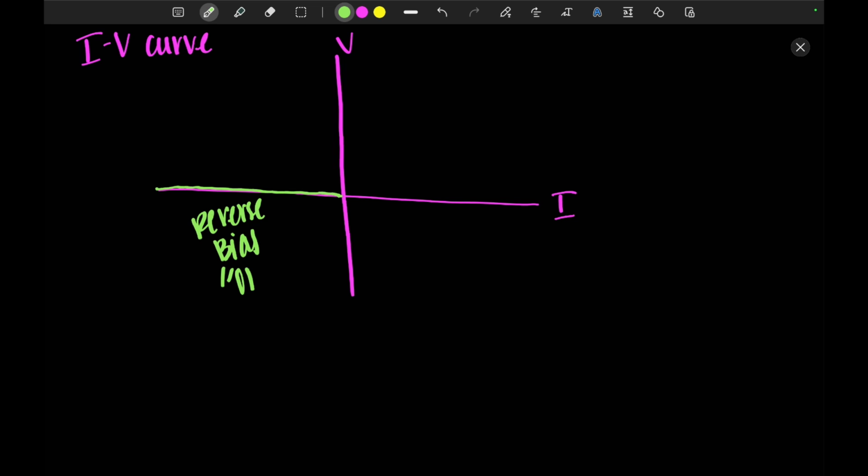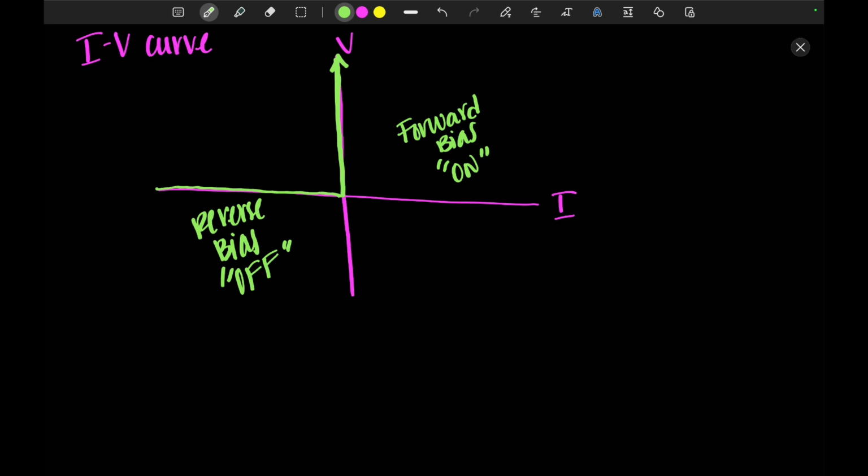And so that's off. I'll just put off for us to understand that better. And then whenever the voltage is positive, it lets the current through. So the current just goes completely through right there. So this is forward bias and on.